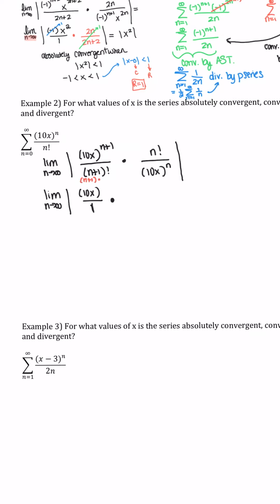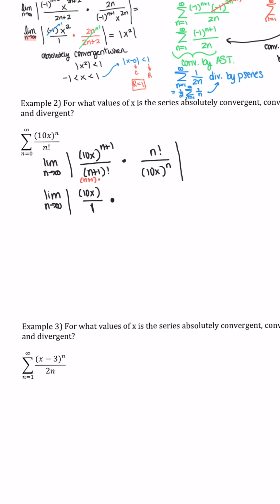So when I take that limit as n approaches infinity of 1 over n plus 1, I would get a 0. So no matter what x value I plug in here, I multiply it by 10, then I'm going to multiply it by 0, this limit is always going to be equal to 0, which is always less than 1. Therefore, this series is absolutely convergent for all x in the real numbers. That would mean that its radius of convergence is equal to infinity.